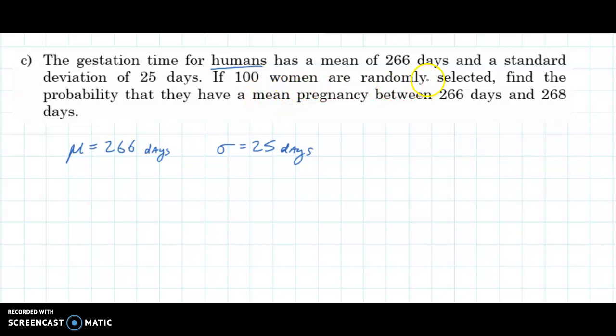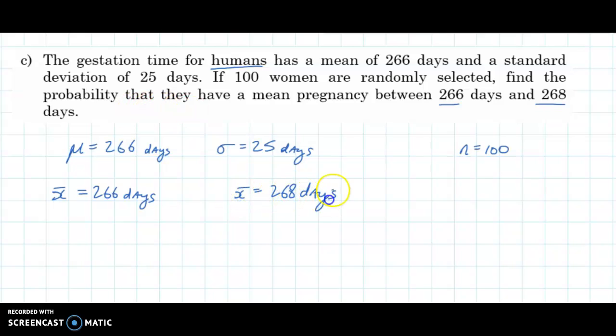If 100 women are randomly selected, so that's a sample of 100 women, and the sample size is 100. Find the probability that they have a mean pregnancy between 266 days and 268 days. So that's getting the mean of the 100. X bar, the sample mean, the mean of the 100, would be 266 days, and the other scenario is X bar equals 268 days.